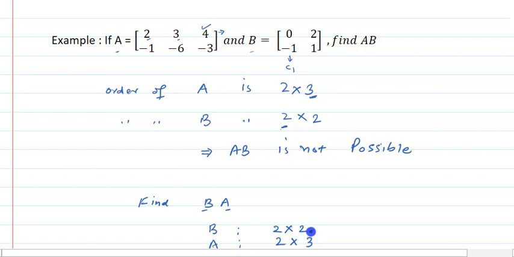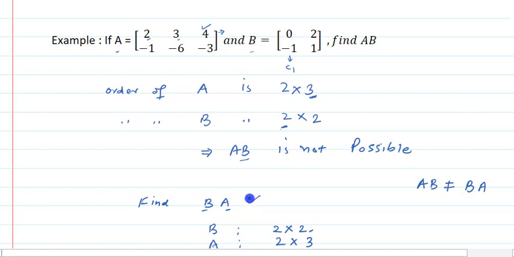Now the number of columns of the first matrix, B, is equal to the number of rows in the second matrix, that is matrix A. So therefore finding BA is possible. From here we get one more result of multiplication, that AB is not equal to BA. In this case, finding AB is not possible, whereas finding BA is possible.